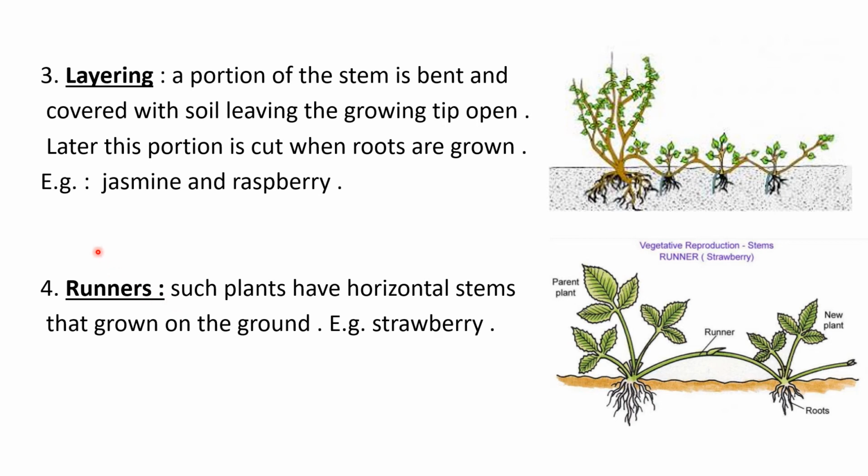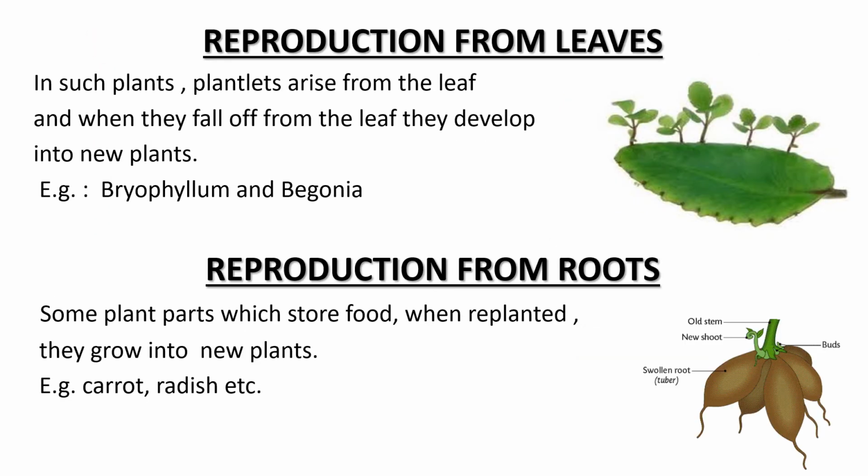So in this way the reproduction of the stem can be done by these four processes. First was stem cutting, second was grafting, third was layering, and fourth is runners. So now you have learned how reproduction occurs through stems. Now we will learn how reproduction occurs through leaves and roots.